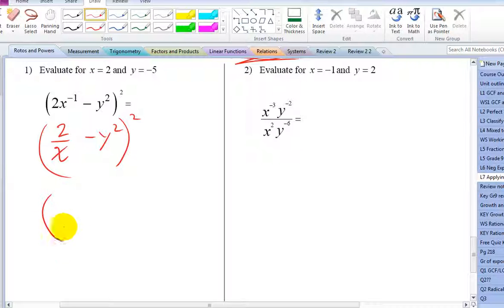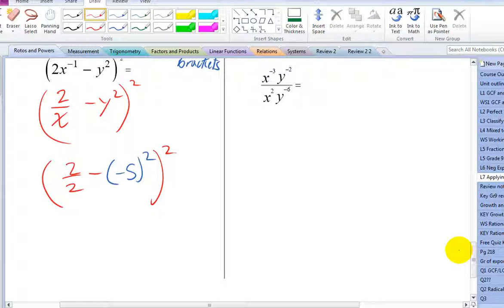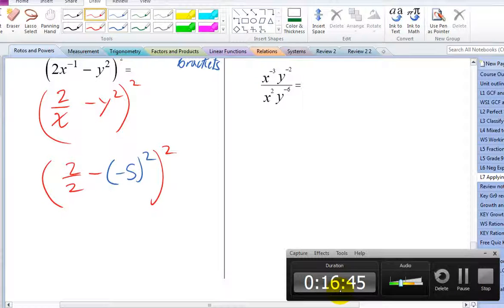So x equals 2, so let's substitute it in. 2 over 2 minus, and you want to use brackets, especially if there's a negative number. So use brackets, because otherwise you won't have 2 negative signs, you'll only have 1. And that means you're going to make a mistake. Now I forgot my outside bracket as well. Okay, so double check, make sure you wrote it down correctly. Go ahead and evaluate this now. See what you can do.